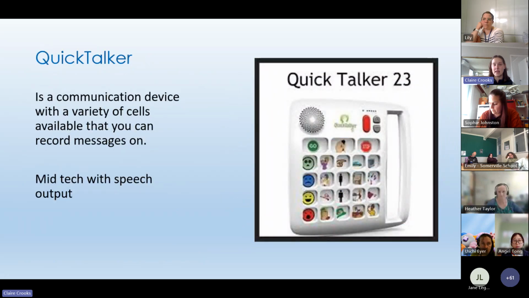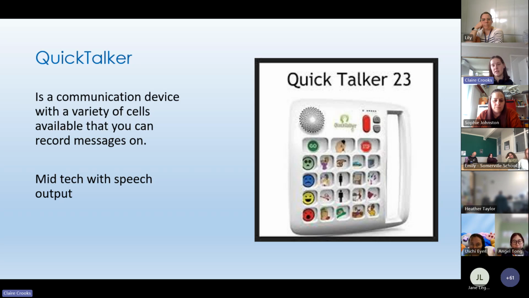Quick talkers, they are the replacement of the Go Talk, so it's a communication device with a bunch of different types of cell sizes you can get, and same as the step-by-steps and things, you just record a message on each button. It's a mid-tech option with speech output.